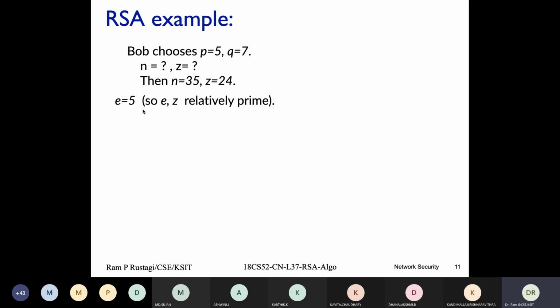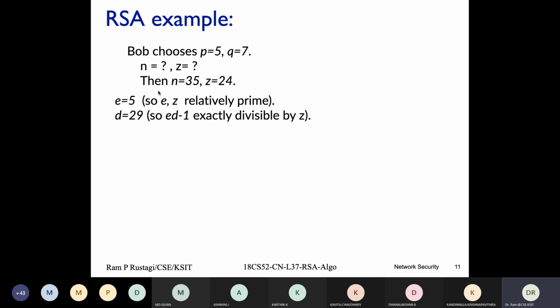E is 5. Sir, 5. 5 into 5, yes, that should be 5 as well. We can do that, or we can even do this 29 as well. So both are fine. That also would work. Yes, 5 also would work.